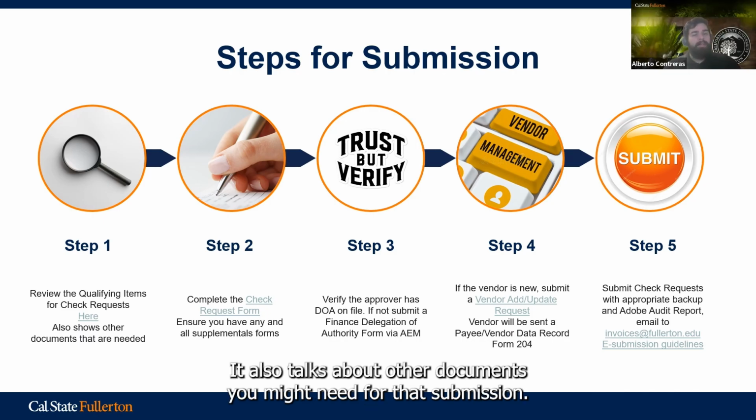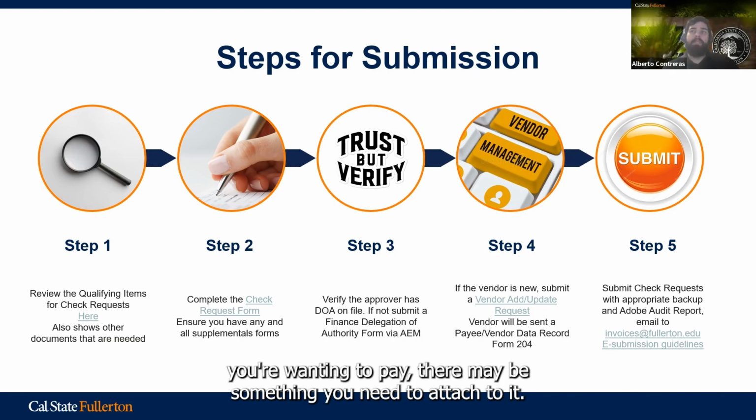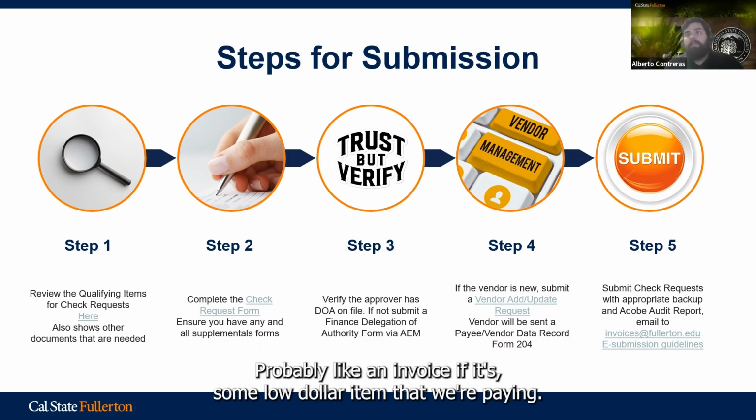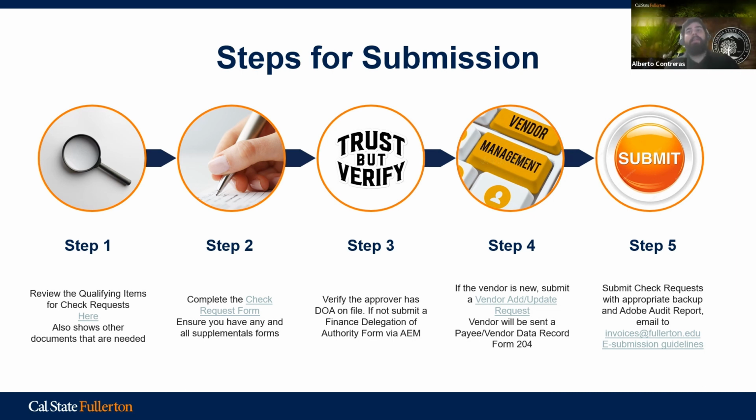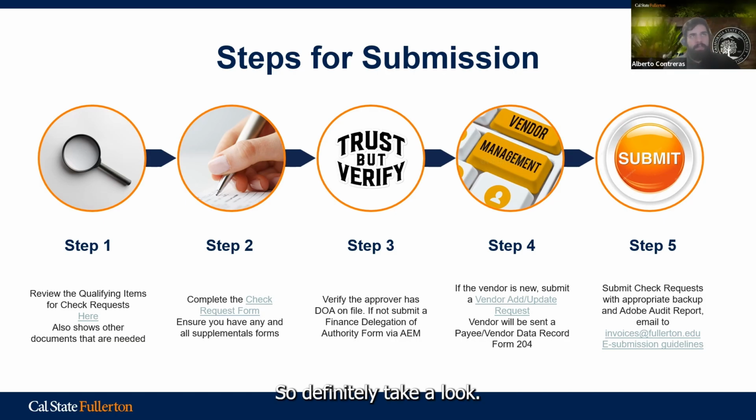It also talks about other documents you might need for that submission because depending on what it is you're wanting to pay, there may be something you need to attach to it. At minimum, probably like an invoice if it's some low dollar item that we're paying. If it's an honorarium, it could be the honorarium form, maybe an invitation letter or an agenda, stuff like that. So definitely take a look. We'll show that probably a little bit later.